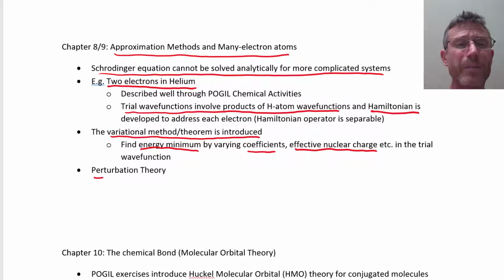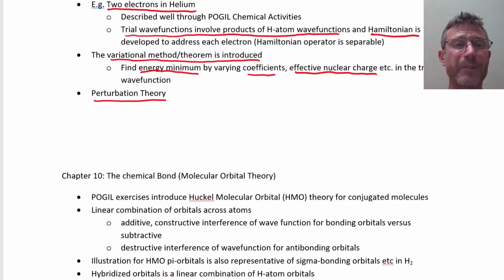We also looked at perturbation theory in one of the classes, and we went through that. We didn't linger on perturbation theory a lot. It would be more important for a more advanced class in quantum mechanics.